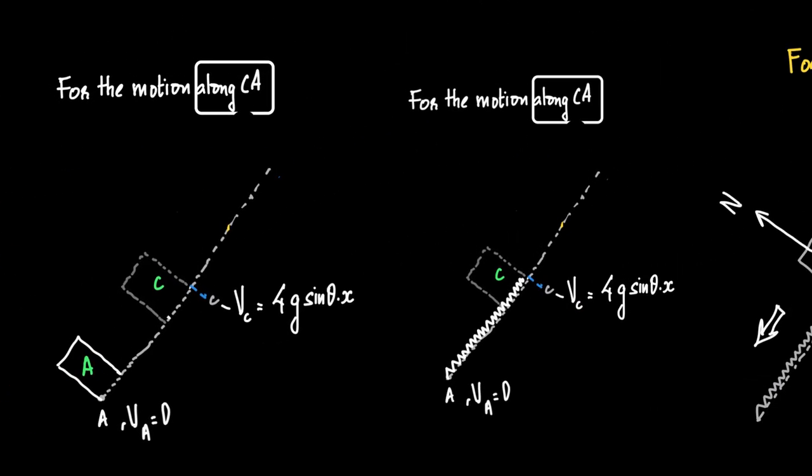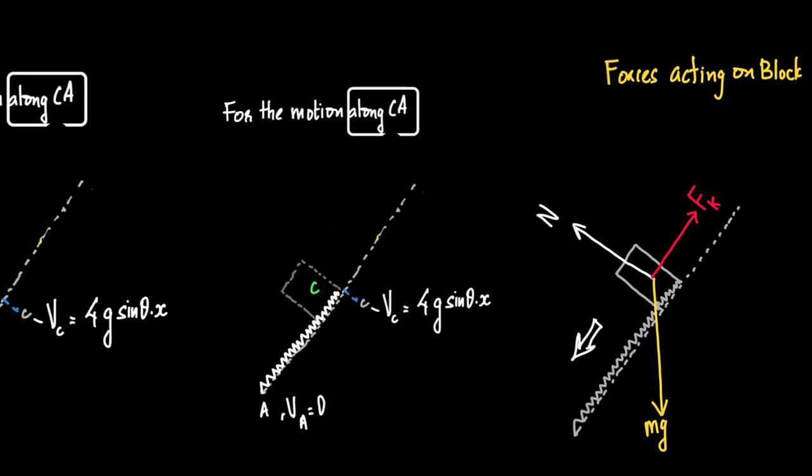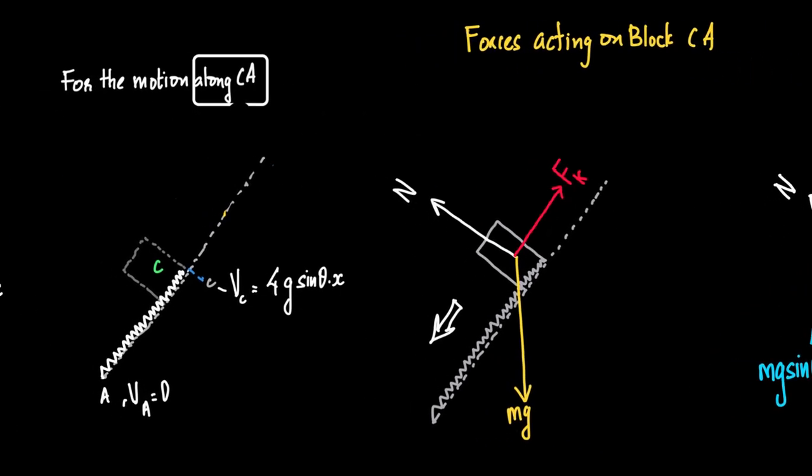Now if you consider motion along CA, Vc is equal to 4g sine theta x, VA is equal to 0, we know that. For motion along CA, we also need to understand what the various forces acting along this CA are. When the body is sliding down, there's only one additional force here.